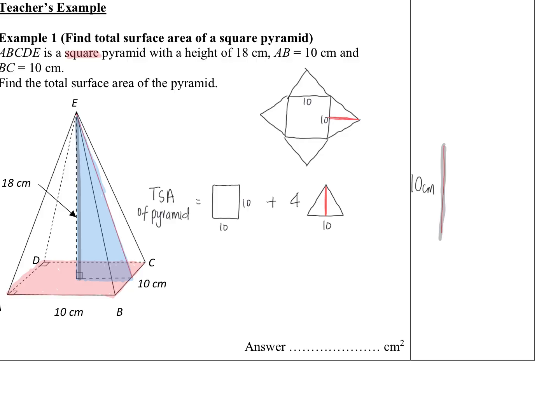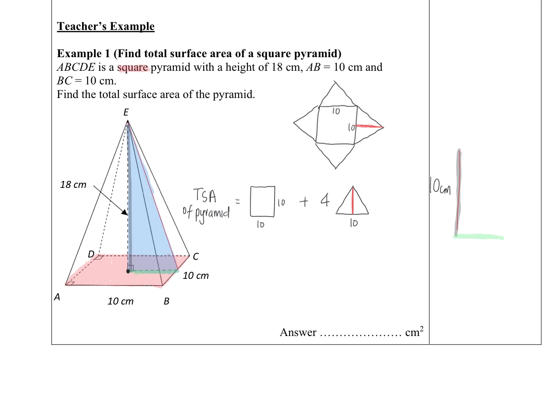I need the base here. Let's call it the green line. Can I find the base here? What is the base length here? 5, because it's at the midpoint. The whole line is 10, right? So halfway in the middle is 5. So this is 5. So what I'm interested in is what is the length of this red line.